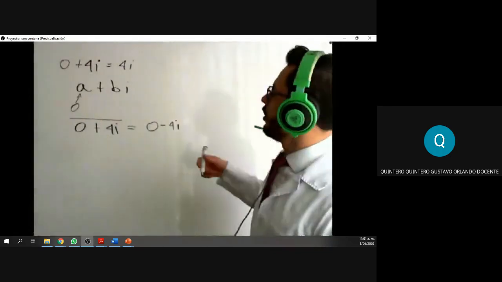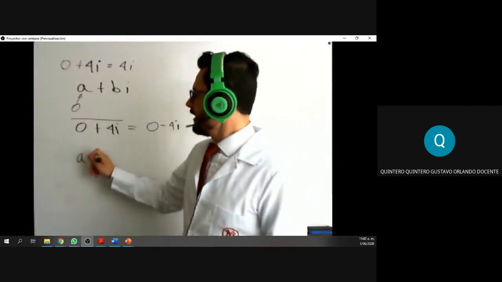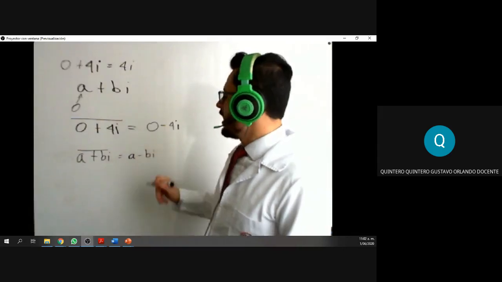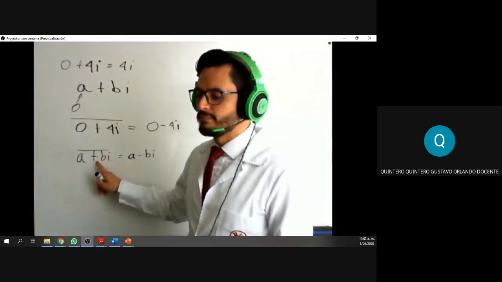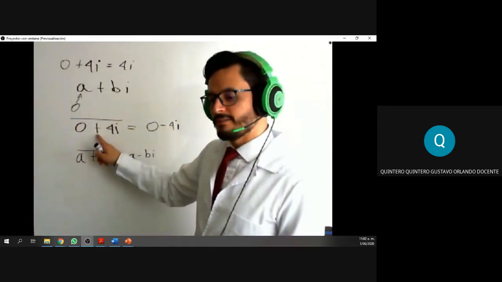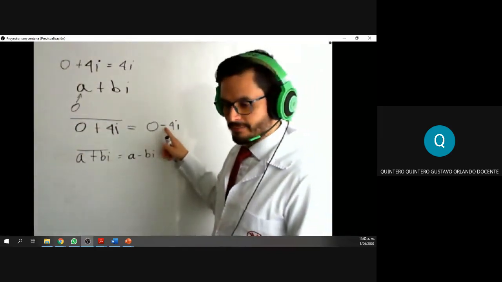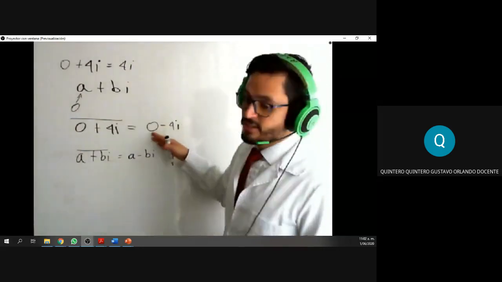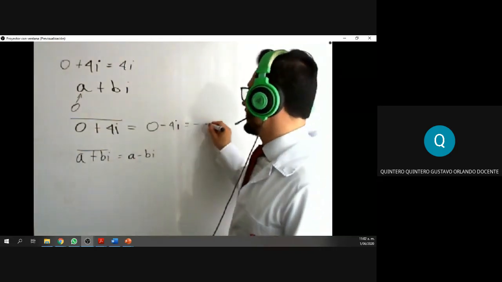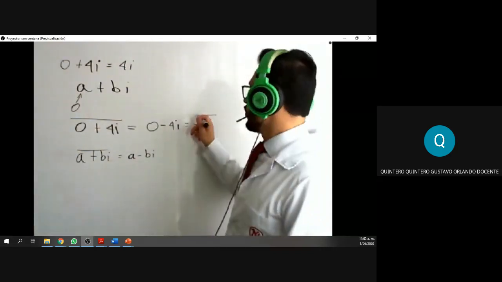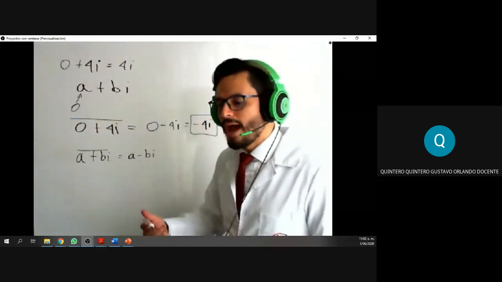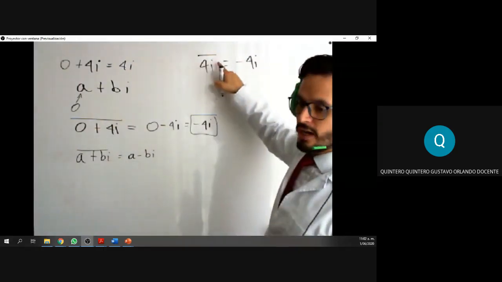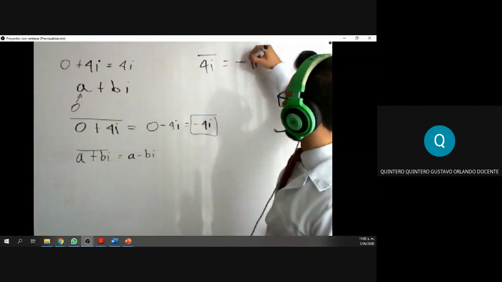Again, this is how you do conjugates. The conjugate of any number a plus bi will be a minus bi. In other words, just change the symbol in the middle. Here, the symbol is positive, so the conjugate is negative. That's it. Now, 0 minus whatever is exactly that, minus whatever. So we don't have to write the 0. That is why the conjugate of 4i is negative 4i.